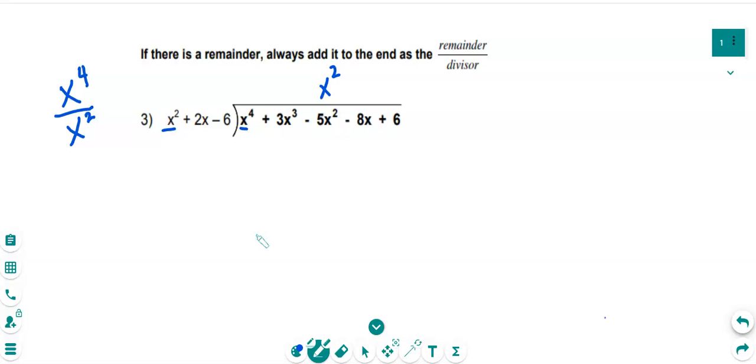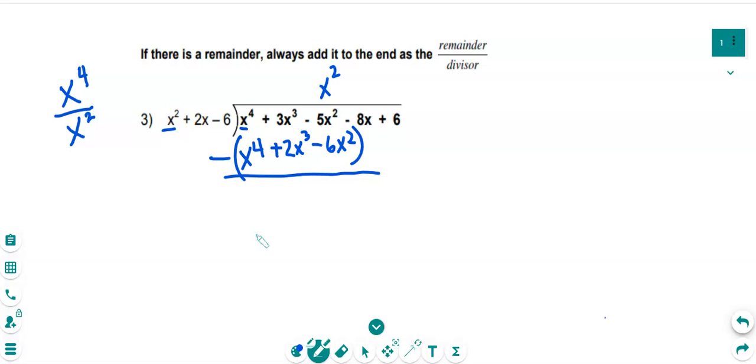Once we do that, just like we did in elementary long division, we're going to multiply it. Okay? X squared times x squared is x to the fourth. X squared times 2x is 2x to the third. X squared times negative 6 is negative 6x squared. Okay, so we write it underneath each term with the same exponent, and then we subtract.